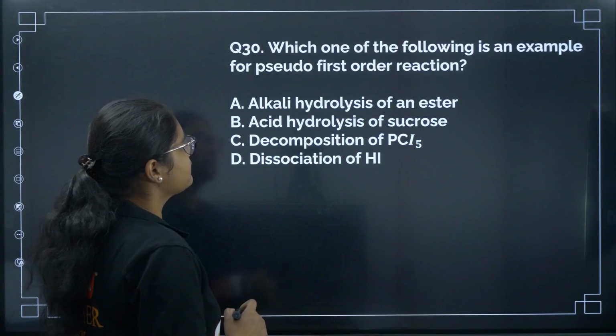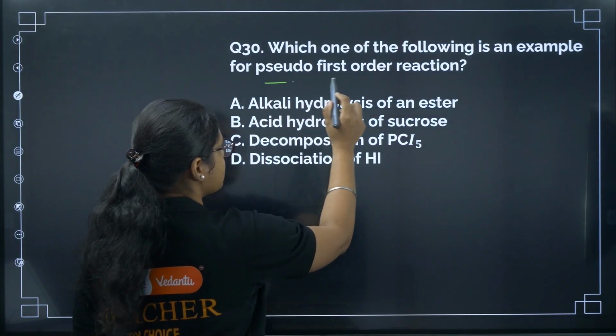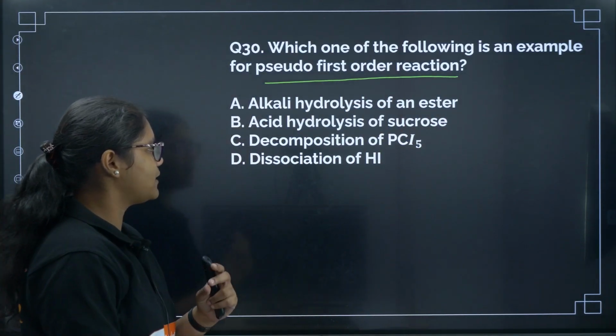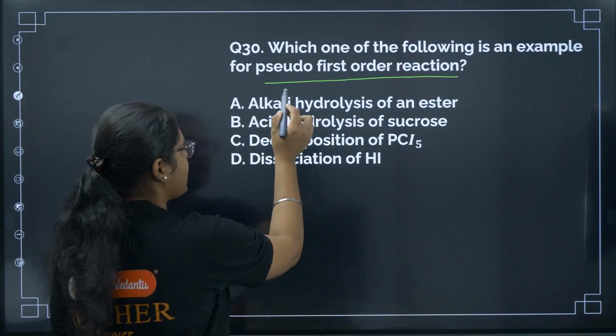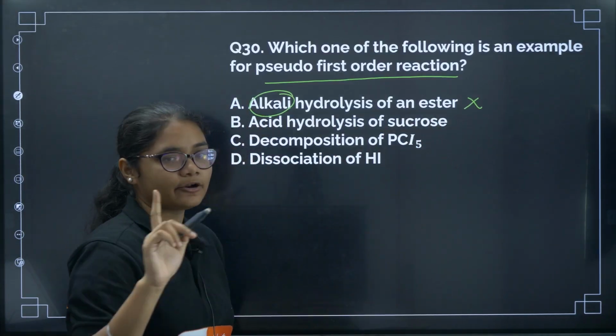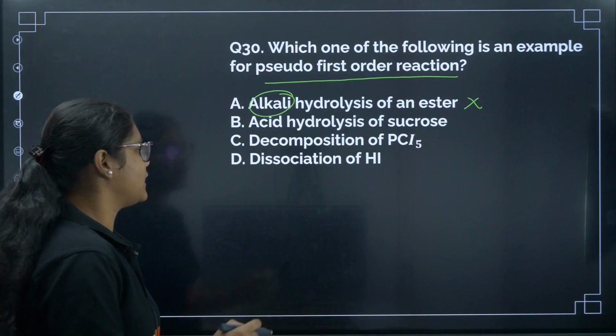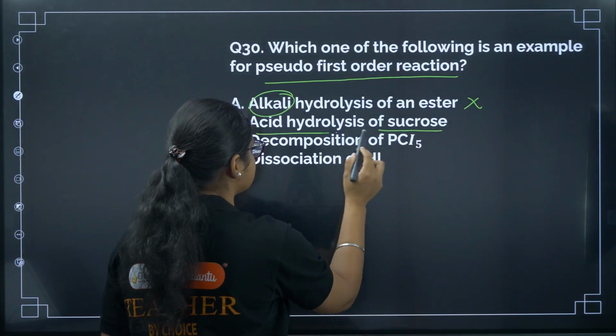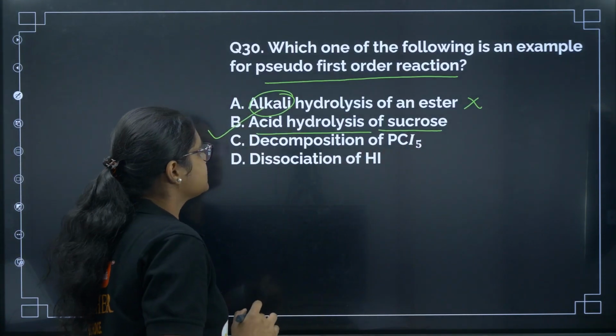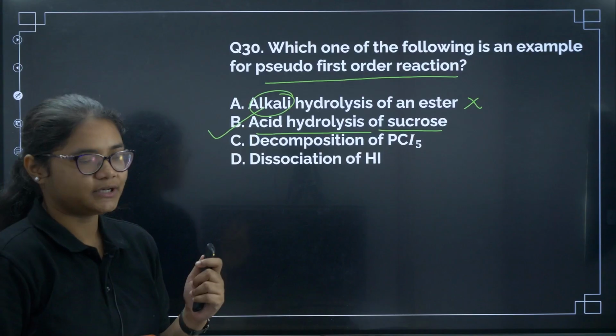Next, which one of the following is an example of pseudo first order reaction? So, we have two examples if you remember. Acid hydrolysis of ester is an example of pseudo first order reaction, and another is the inversion of sucrose, that is acid hydrolysis. So the correct answer for this question will be option number B.